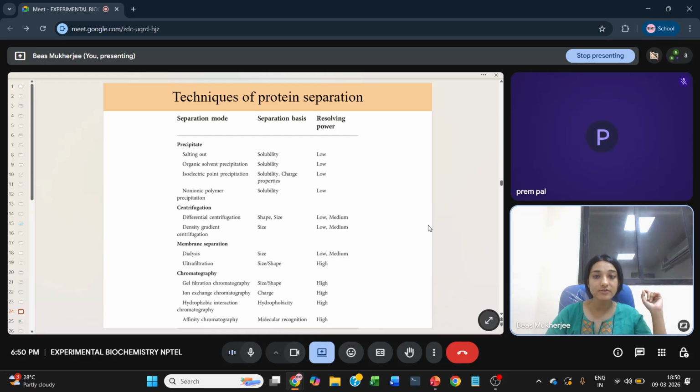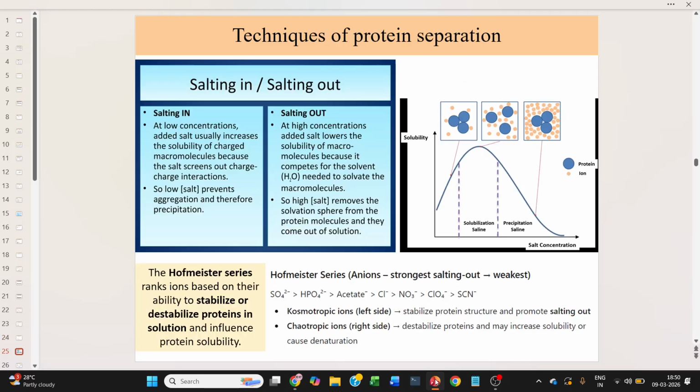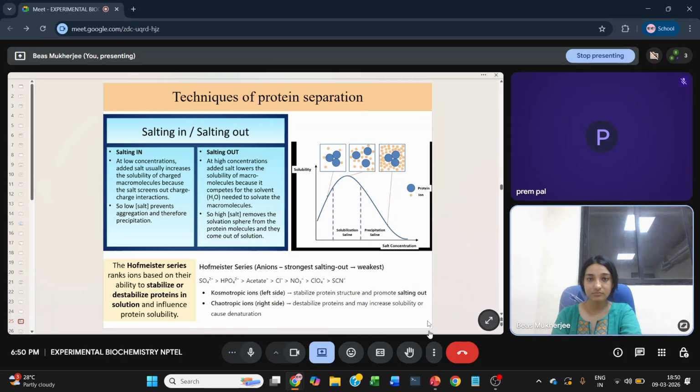Chromatography has very high resolving power. So there is gel filtration chromatography, ion exchange chromatography, hydrophobic interaction chromatography, and affinity chromatography. Okay, so all of these exploit different properties of the protein for their separation. So we'll talk about salting out.